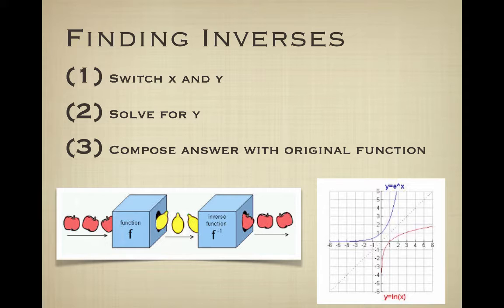Next, we are going to look at finding inverses. And there are 3 steps to finding the inverse of a function. First, we're going to switch the x and y variables. Then we're going to solve for y. And then to check it, we will compose the answer with the original function to see if we get the identity function back out, which is x. To convert it, we'll do steps 1 and 2. To check it, we will do step 3.